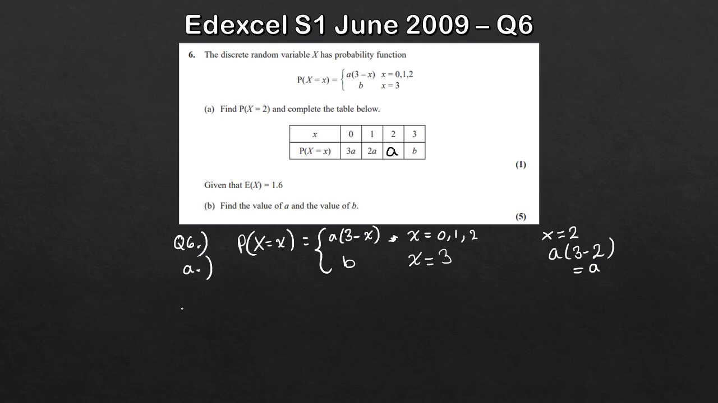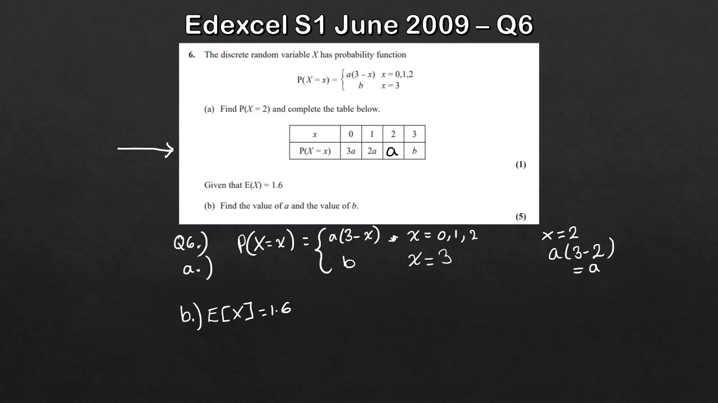Part b then, we're given that the expectation of X, in other words the mean of this probability function, is equal to 1.6. I want to find the value of a and the value of b. So for this, the first thing I'm going to do, if we're told that the expectation of X equals 1.6, is work out the expectation of X using our table. Obviously this is going to be in terms of a and b, but we'll set that equal to 1.6 because that's what we've been given.